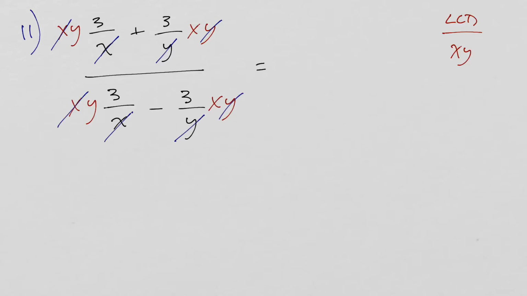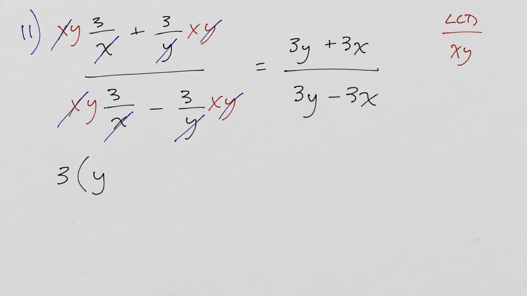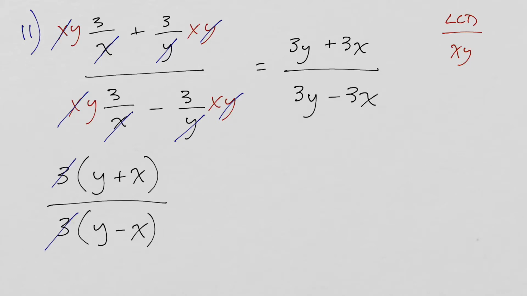So you're going to be left, when we multiply across, with 3y plus 3x up top. And on the bottom, we're going to have 3y minus 3x. But that's not simplified because we can factor a 3 out of the top and on the bottom. When we factor out of the top, we're left with y plus x. On the bottom, we factor out the 3, and we're left with y minus x. And finally, these 3's can cancel. So our final answer is going to be y plus x over y minus x. And nothing else can cancel.